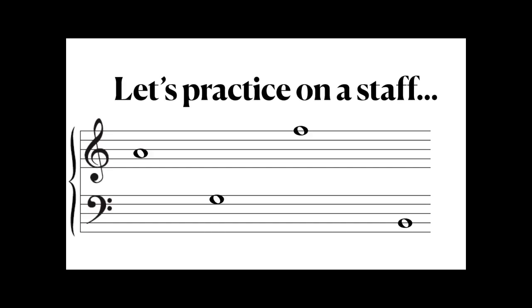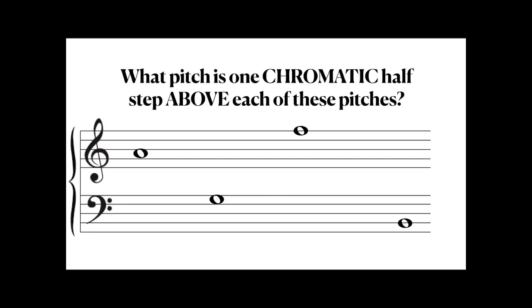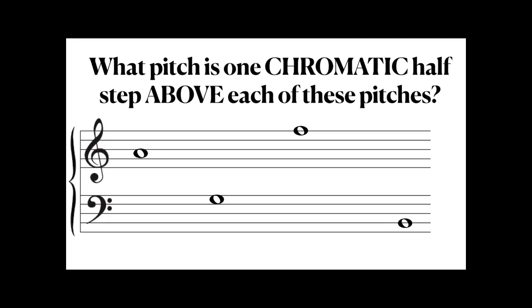Let's practice this on a staff. I provided you with 4 pitches here: A in the treble clef, G in the bass clef, F in the treble clef, and B in the bass clef. What pitch is one chromatic half step above each of these pitches? All we need to do at this point is take them from natural, where they currently are, to sharp. And we can do that easily by placing a sharp sign in front of each of these pitches.